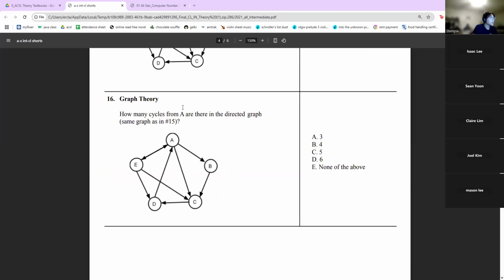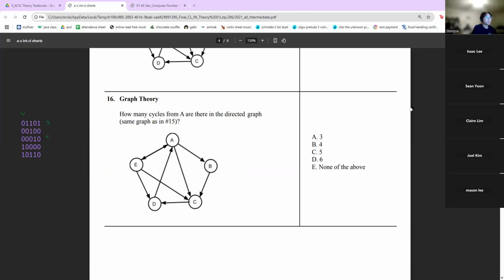Number 16. How many cycles from A are there in the directed graph? Same graph as in number 15. Okay, lovely. That takes all my work out. Let's just pull open the matrix that I already made. We only need this first one, and I'm going to be rewriting it anyway.